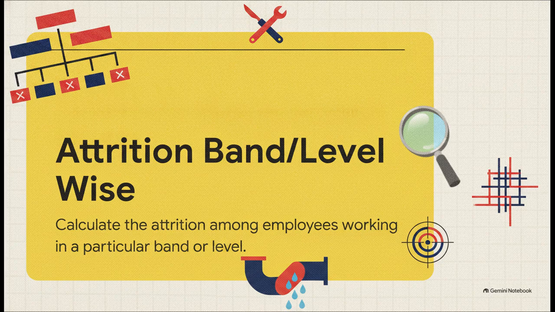Okay, let's dive into this. To find that leak, we need a precise, surgical tool. And that tool is calculating attrition band or level-wise. It's exactly what it sounds like. It's the method to calculate the attrition among employees working in a particular band or level. Instead of just saying something vague like, "Oh, we lost 10% overall," this actually lets us isolate the exact strata of the company that's experiencing the turnover.